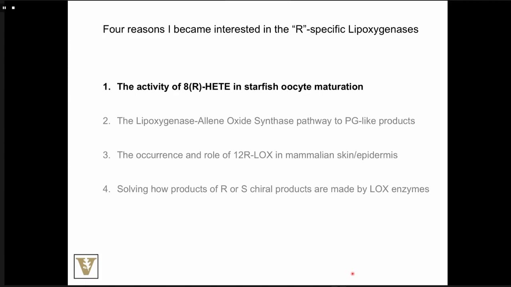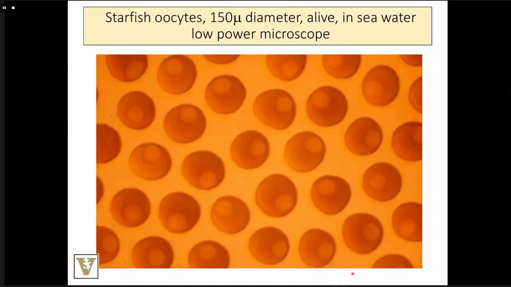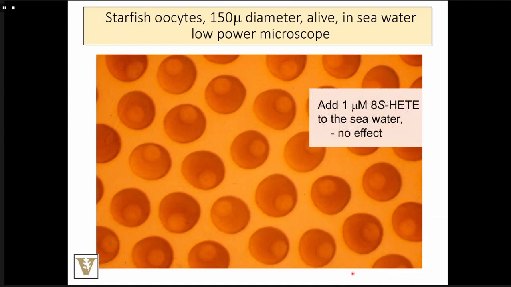So the first one was the activity of 8R-HETE in inducing starfish oocyte maturation. And if you haven't seen this before, it is incredibly cute. Here's a picture of some starfish oocytes. From a ripe starfish, you can get millions of these, but these are sitting in a multi-well dish in seawater. They floated to the bottom of the dish. They're living cells. They're that color anyway. They're not stained or anything. And they're all sitting there like this with a big obvious nucleus, which is called the germinal vesicle.